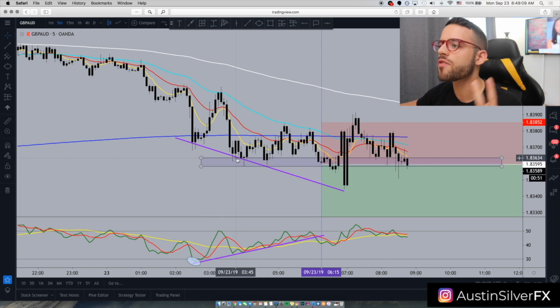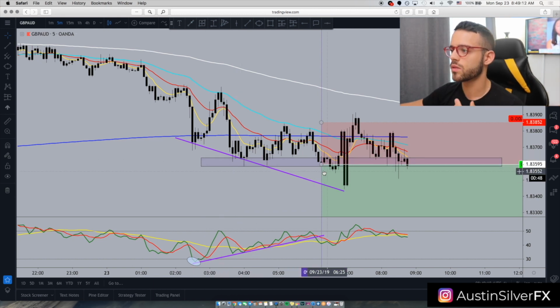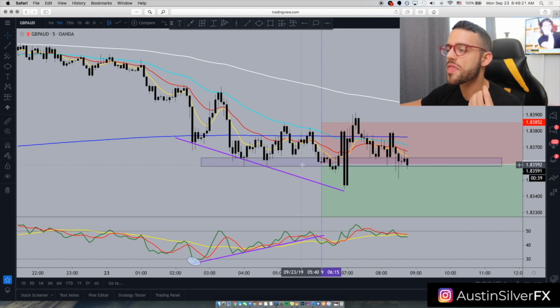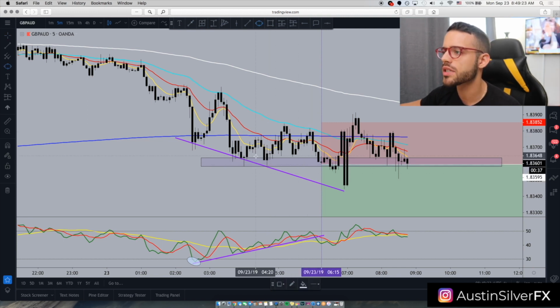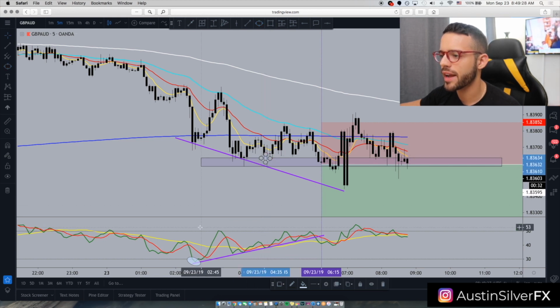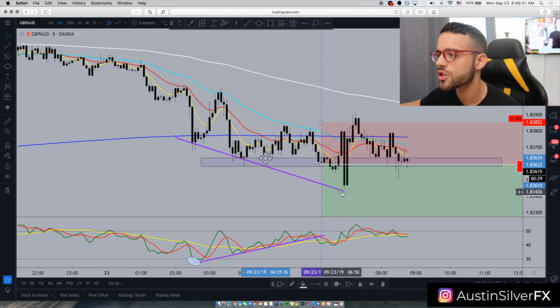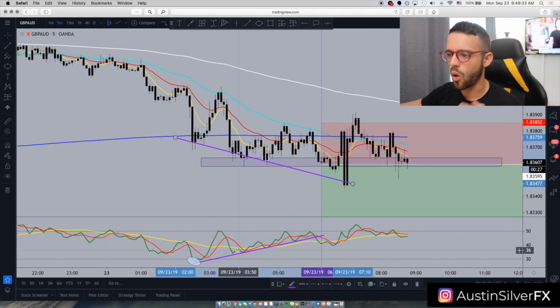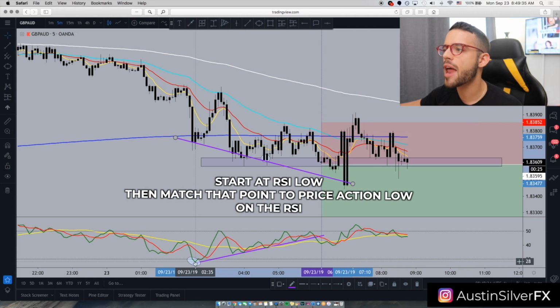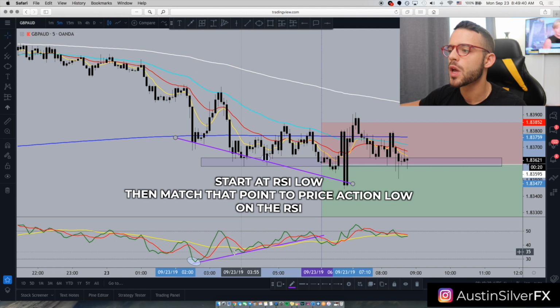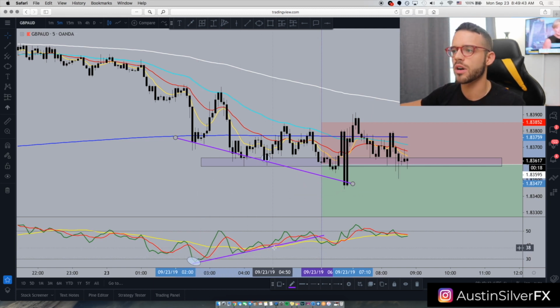Step two, I want to find the price action low, which up until this push down at 7 a.m., so again, looking at it before that, the price action low was set here at 4 o'clock and then tested again at 4:40. So at that point, I now have my reaction points set. Here at price action low and back here at the RSI low. So then what I want to do is take my trend lines on the RSI, starting here at the RSI low, and match that point to the price action low right here at 4:40 on the RSI. So I now have a rising trend line on the RSI.